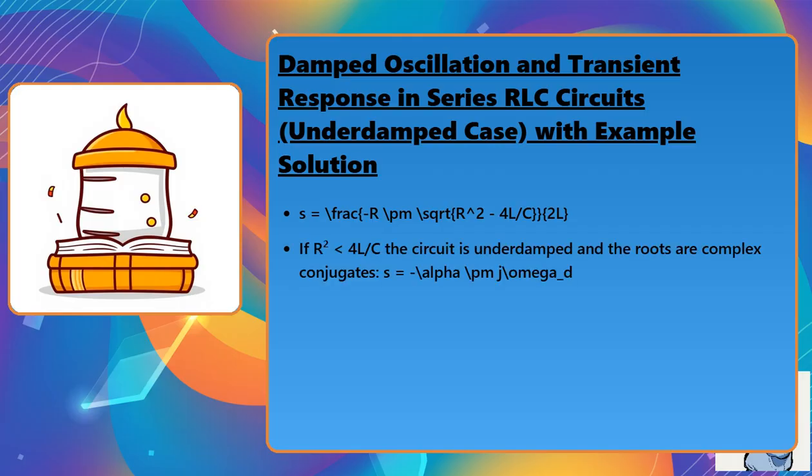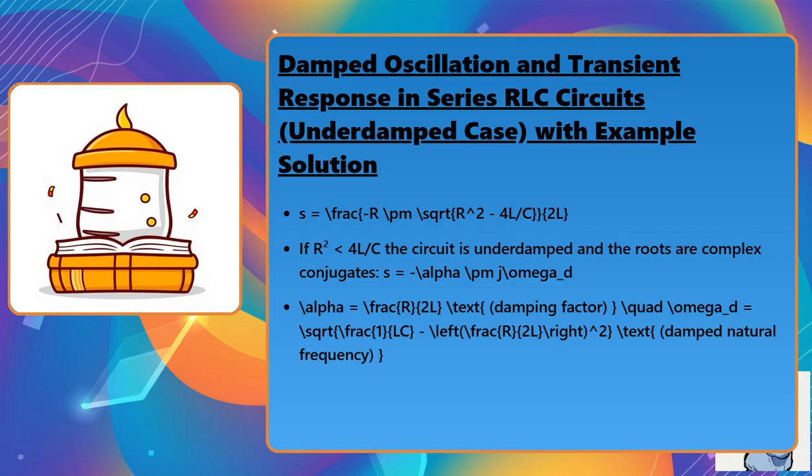If R² is less than 4L/C, the circuit is underdamped and the roots are complex conjugates. s = −α ± jω_d. α = R/2L is the damping factor, and ω_d = √(1/LC − (R/2L)²) is the damped natural frequency. i(t) = I₀ e^(−αt) sin(ω_d t + φ).